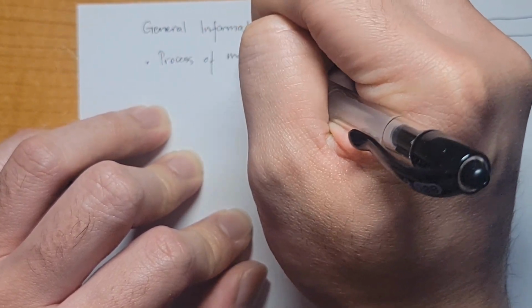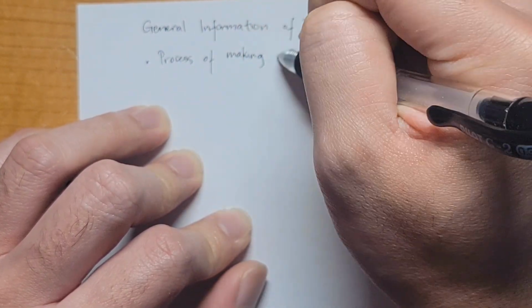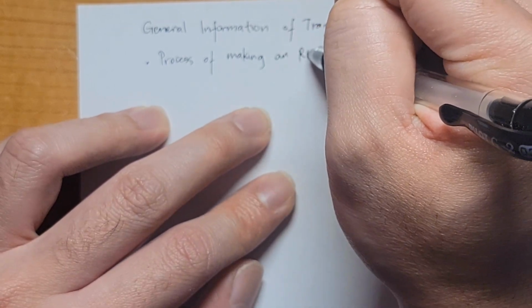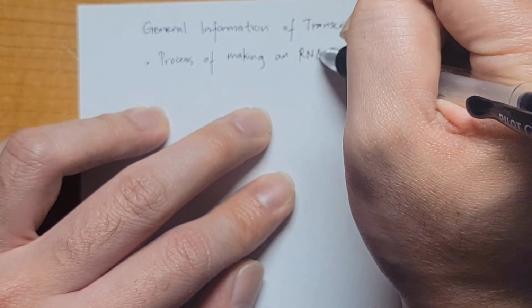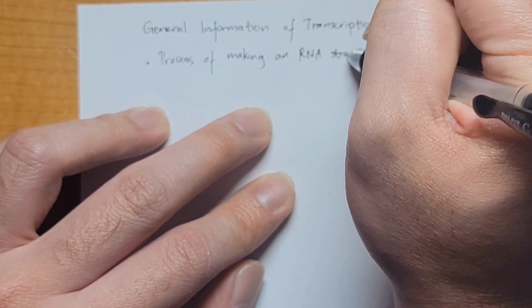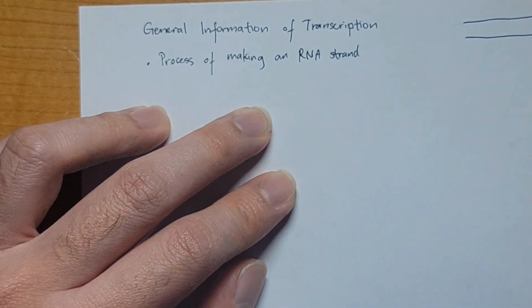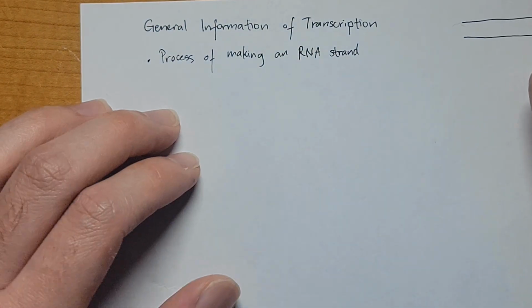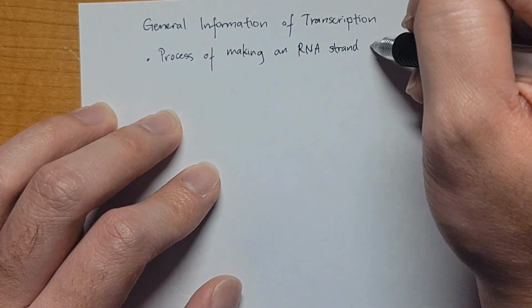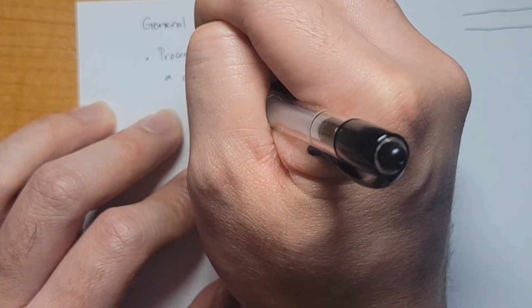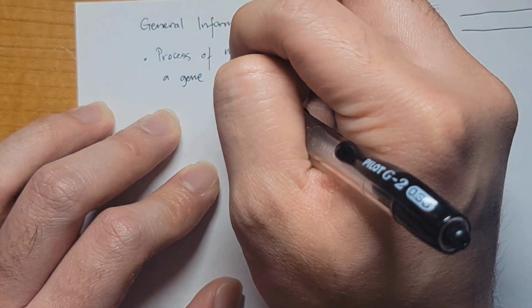So if we're going to summarize the general info of transcription, it's basically the process of making an RNA strand, because we can make any kind of RNA out there, like mRNA, tRNA, rRNA, miRNA. There are a lot of RNAs. So the main point here is we're just making an RNA strand using a gene as the template.